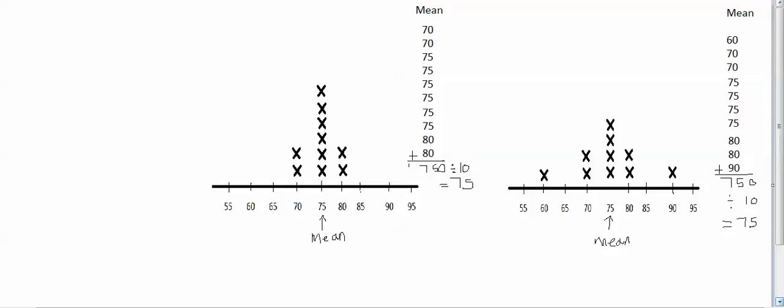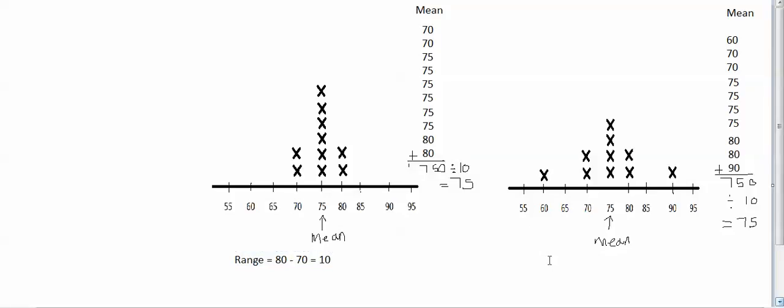One way would be with the range. The range is the most simple measure of dispersion. The range is just the highest value minus the lowest value. So to get the range of this class, we would just subtract the highest exam score by the lowest exam score. It would be 80 minus 70. We would have a range of 10.